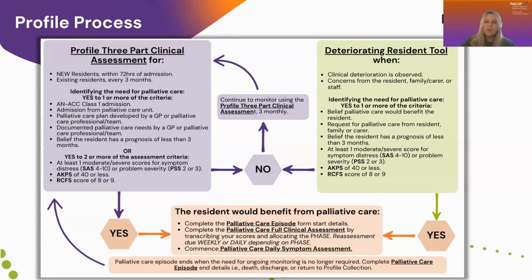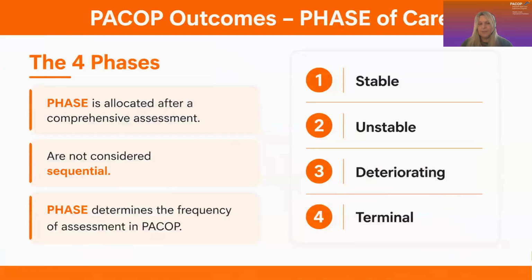Then through one of these two processes, at some point, the decision is going to be made, I think it's time to start this resident on outcomes. Outcomes is for residents that we think are in the last 3 months of life, because we can't know for sure, because no one knows for sure. But if we think, based on the assessment that we've done, that this resident is likely to die within the next 3 months, then we start them on outcomes.